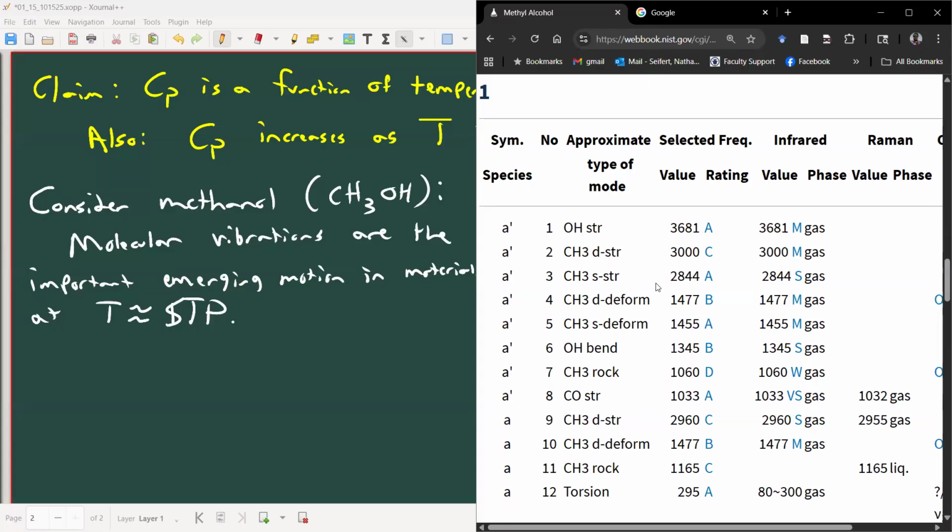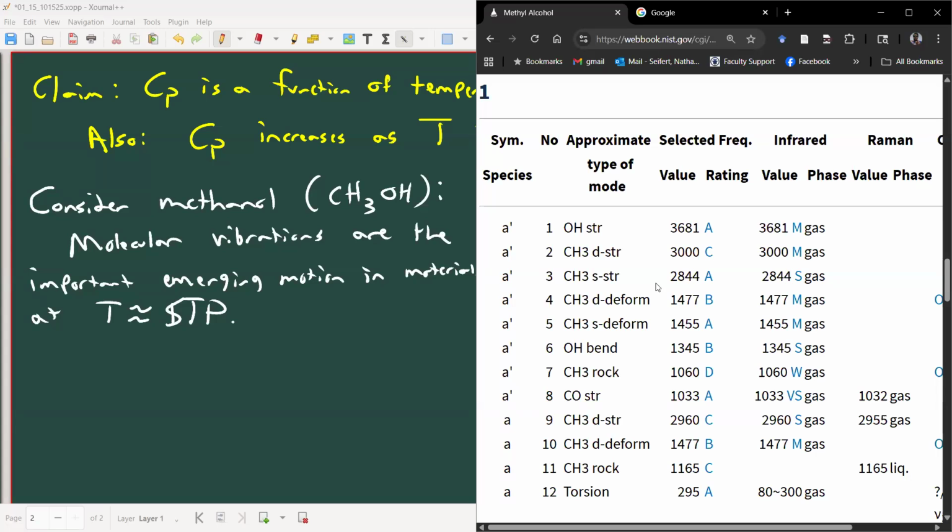We'll see a lot more in next semester. Wave numbers is a spectroscopic unit of energy. It's how spectroscopists talk about energy, so they're proportional to energy. And you can see there's a wide distribution of energies. There's this really weak, low energy motion, it's only 300 wave numbers. And then the OH stretch is at 3,600 wave numbers.